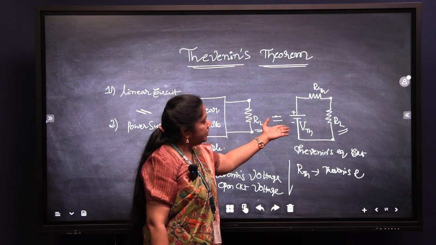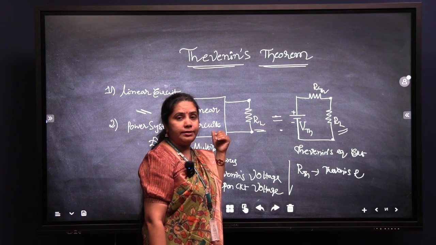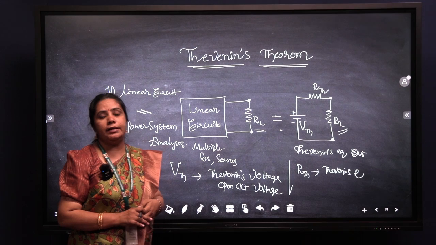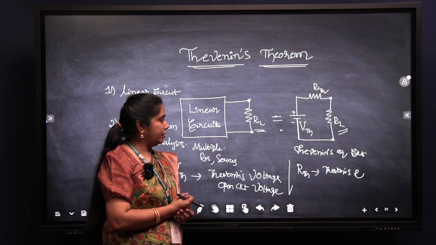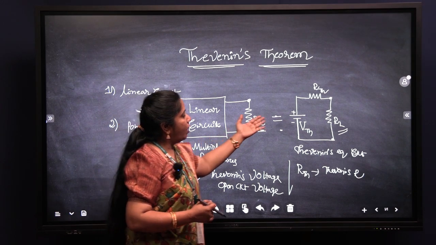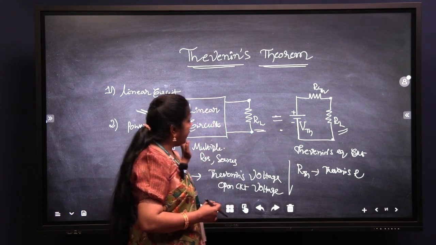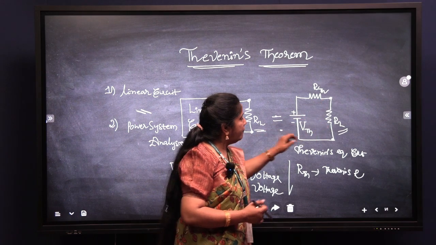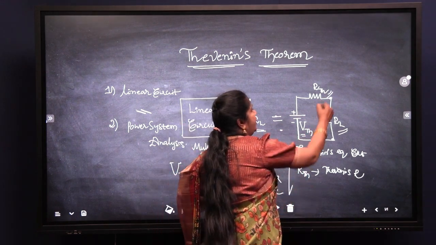Already we understood that Thevenin's voltage is our open circuit voltage, Thevenin's resistance is the equivalent Thevenin's resistance, and RL is the load resistance where you want to calculate the current and the voltage. Now we will find how to calculate the VTH value and the RTH value, because to convert any linear circuit into a Thevenin's equivalent circuit, we need the value of VTH first, and second the value of RTH.